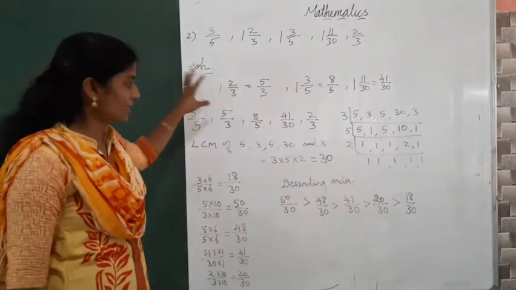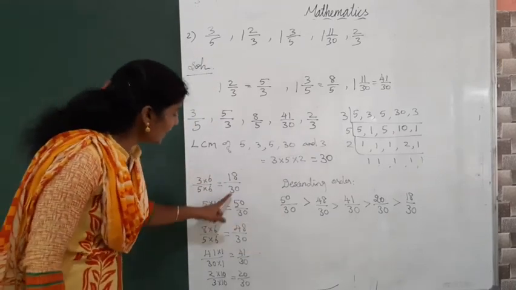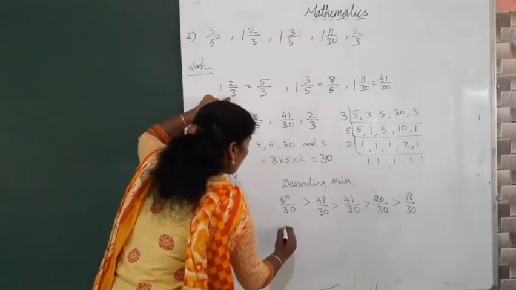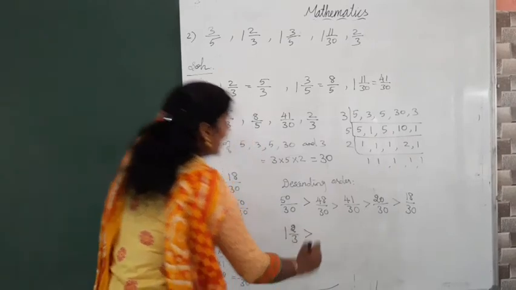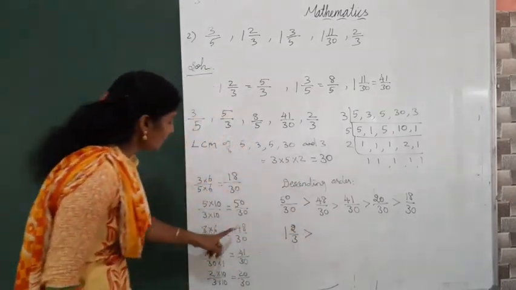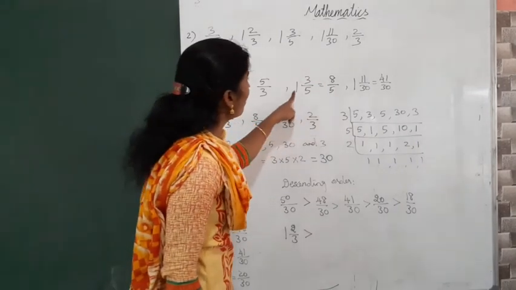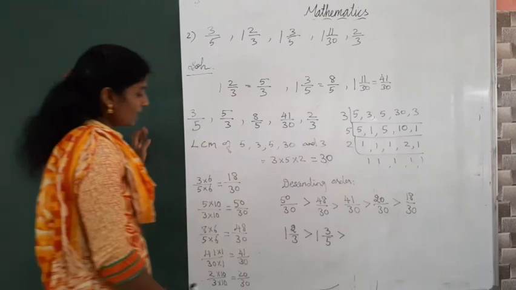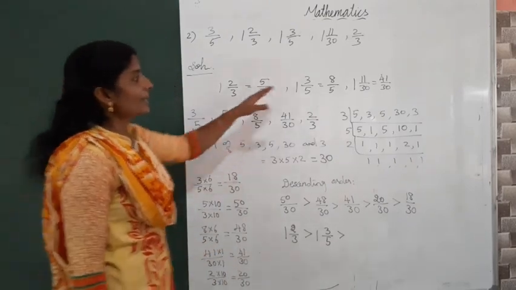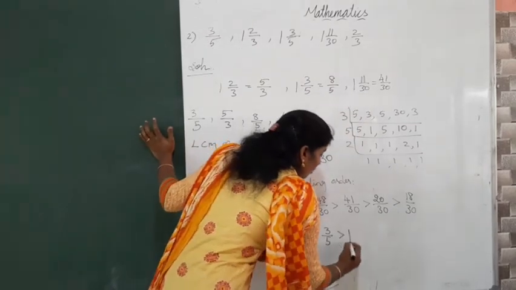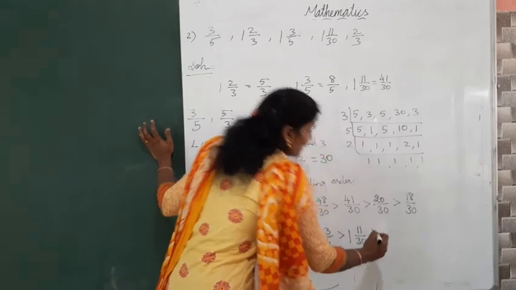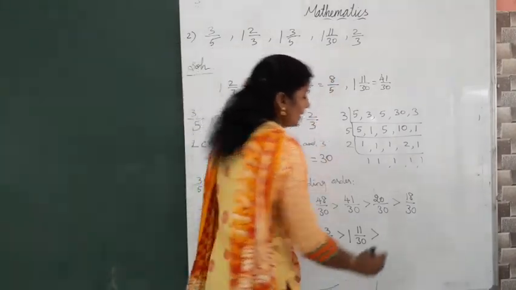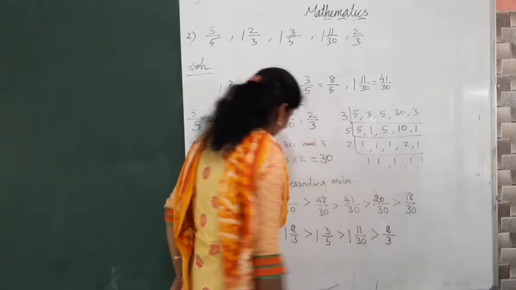Now we use the question, isn't it? 50 by 30 means 5 by 3, isn't it? So 5 by 3 means 1 2 by 3. So 1 2 by 3 is greater than. Next, 48 by 30 means 8 by 5, 1 3 by 5, isn't it? 1 3 by 5 is greater than. Then 41 by 30 means 1 11 by 30. 1 11 by 30 is greater than. Then 20 by 30 means 2 by 3.